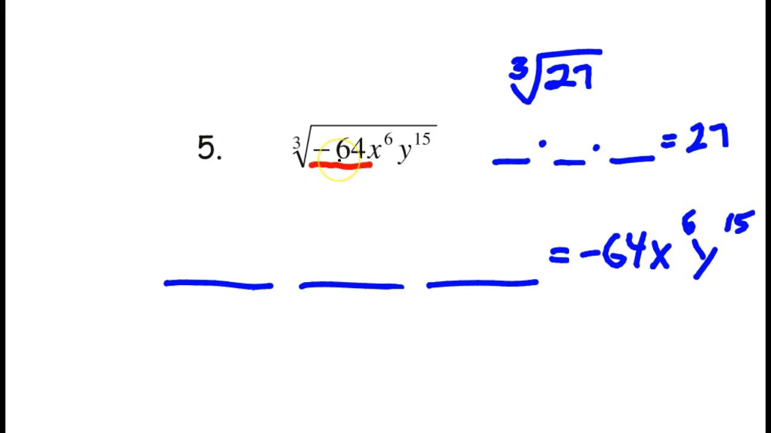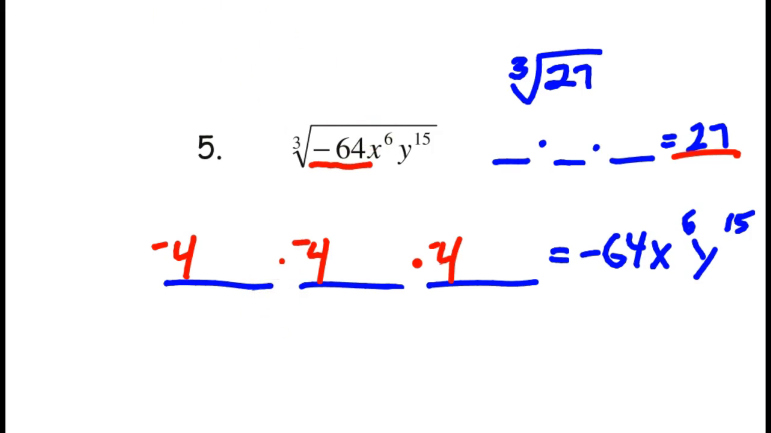What times itself 3 times is negative 64? And you could say, well, 2 times 2 times 2, well, that's 8. 3 times 3 times 3, we know is 27. And then you get to 4. 4 times 4 times 4 is 64, right? And now, since it's negative, we want these to be negative. So yeah, just break it up one by one.